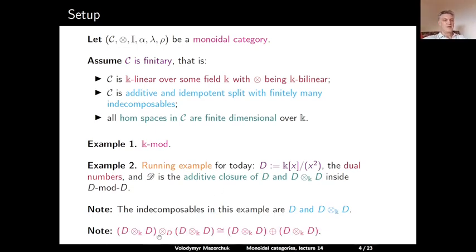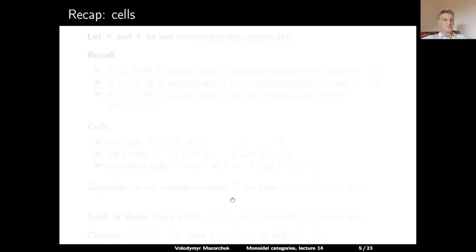Note that the tensor product over D of the projective bimodule D tensor over K with D, with itself, is isomorphic to the direct sum of this projective bimodule with itself. Okay, so this is our running example.